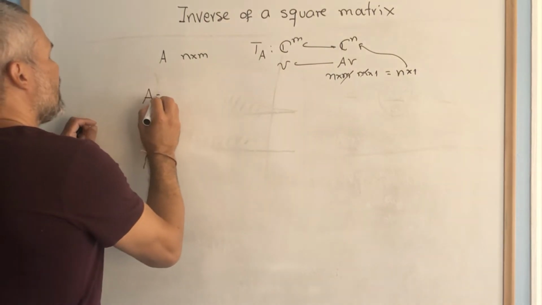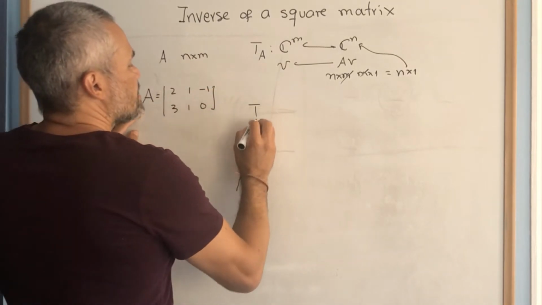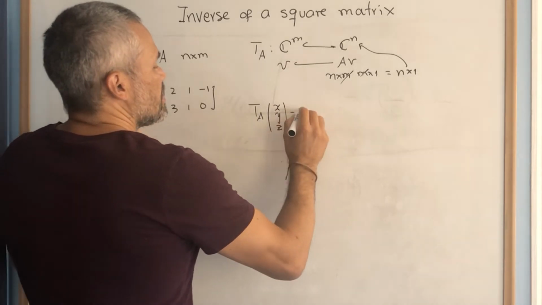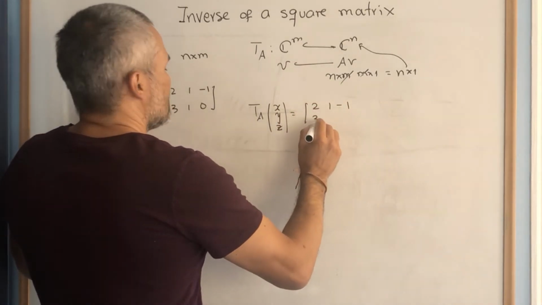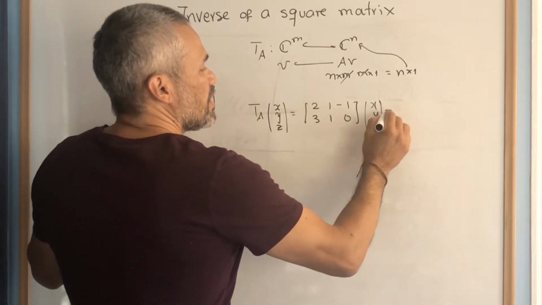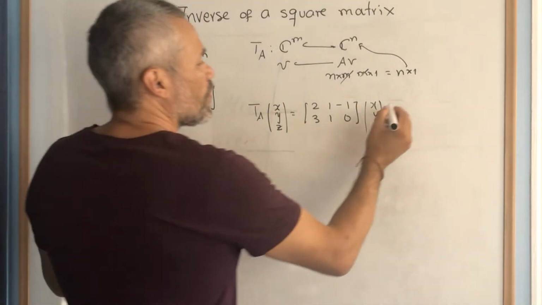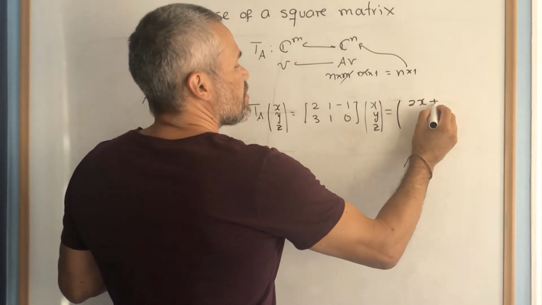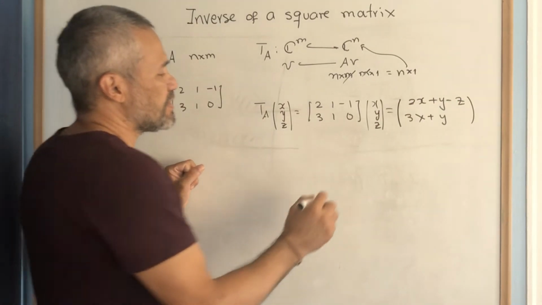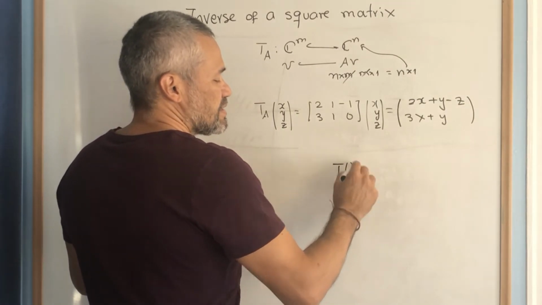As an example, we have A equal to [2, 1, -1; 3, 1, 0]. Then, in this case, T_A of x, y, z is just [2, 1, -1; 3, 1, 0] times x, y, z, and this is 2x plus y minus z, 3x plus y.